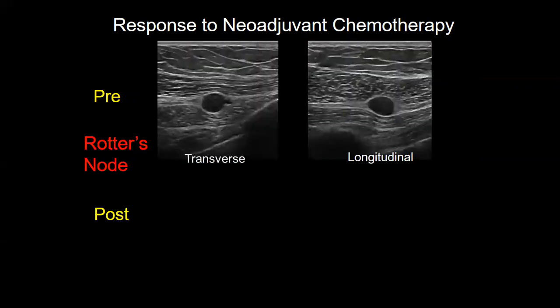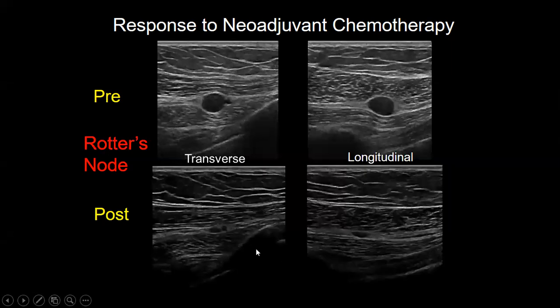But let me show you other examples of nodes. And here is one that is a Rotter's node. Remember, Rotter's node is an axillary level 2 node, located between the pectoralis major and pectoralis minor muscle. So this is a good example, again, of a type 6 lymph node with the fatty hilum completely replaced, shown in the transverse and longitudinal planes. After neoadjuvant therapy, you see that there is nice response. The node is much, much smaller, shown here in the transverse and in the longitudinal view on ultrasound.